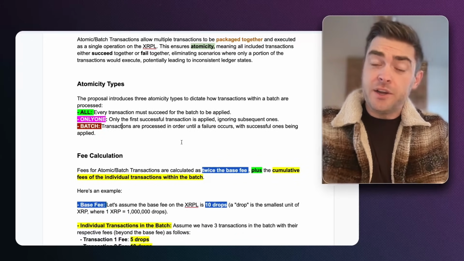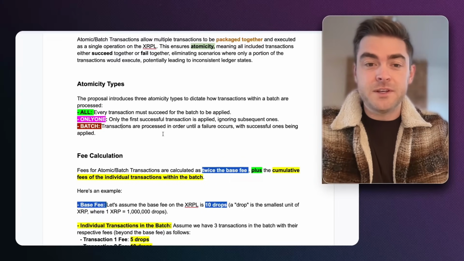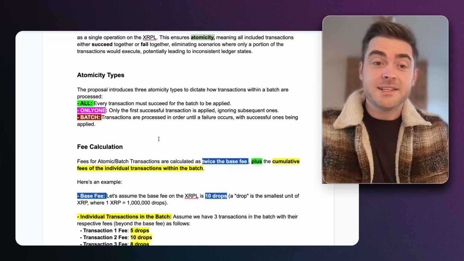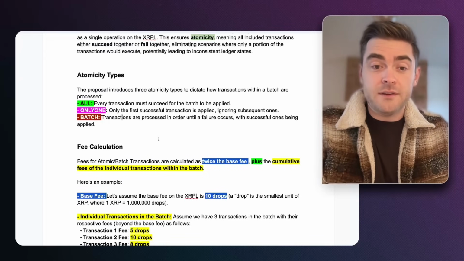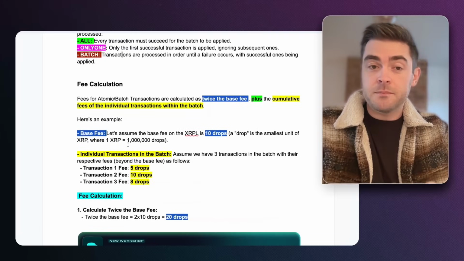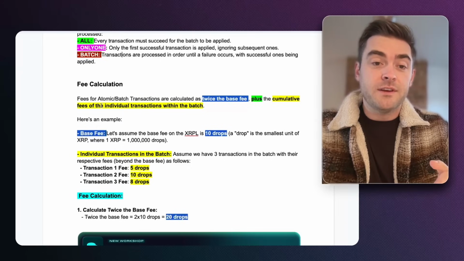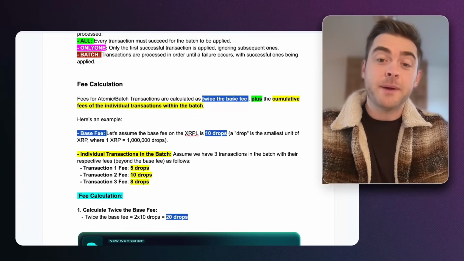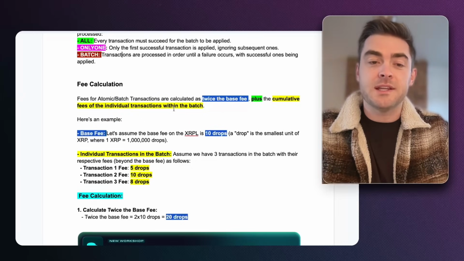And so I don't understand the differences between those really, fundamentally, from a developer perspective, because I'm not. But it seems like there would be benefit to having those different variations for different use cases. Now, this is where it gets a little bit interesting, because the fee structure is slightly different. So the fees for atomic or batch transactions are calculated as twice the base fee plus the cumulative fees of the individual transactions within the batch.